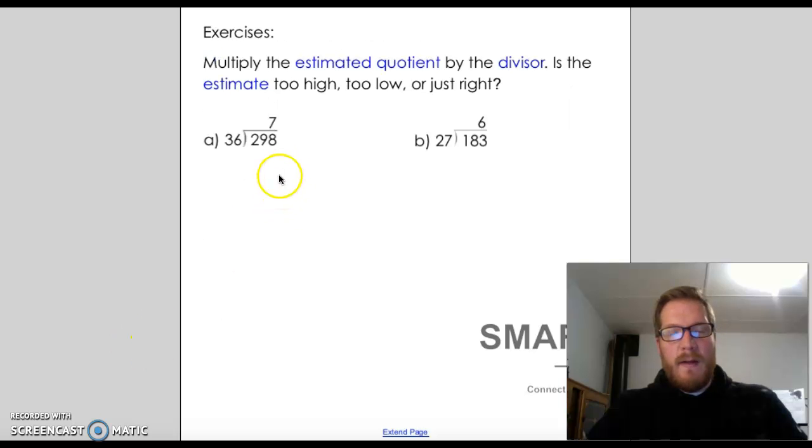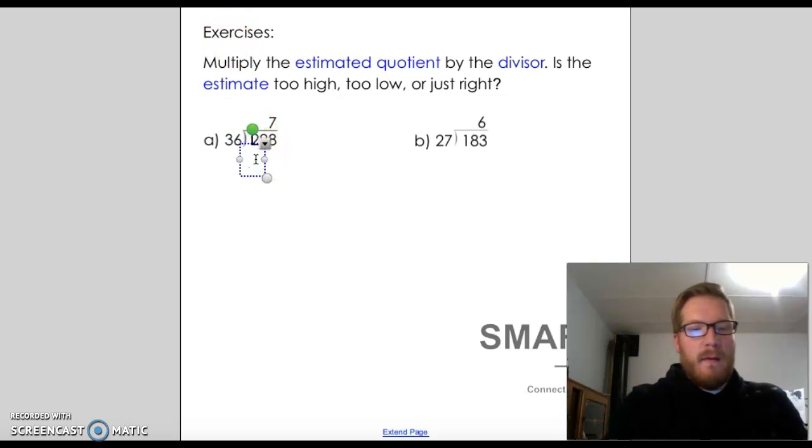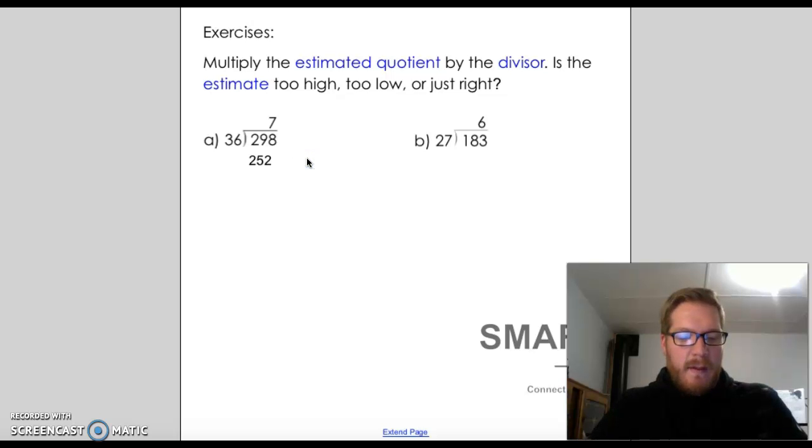So just a bit of practice. We have to multiply the estimated quotient by the divisor and figure out if the estimate's too high, too low, or just right. So 36 times 7 would give us 252. I'll write that in. Then we do our subtraction of 298 minus 252, which gives us 46, which means our estimate's too low. It should go up.